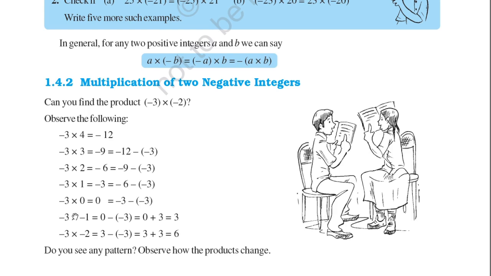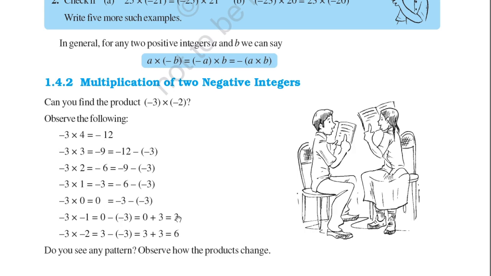1.4.2 Multiplication of two negative integers. So we know that the multiplication of two negative integers is a positive integer. Observe the following: minus 3 into 4 is equal to minus 12. So when one is negative and one is positive, the result will be negative. And if both are negative, then you will get a positive integer.